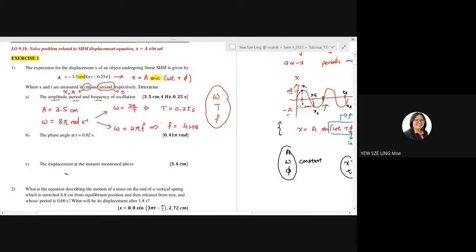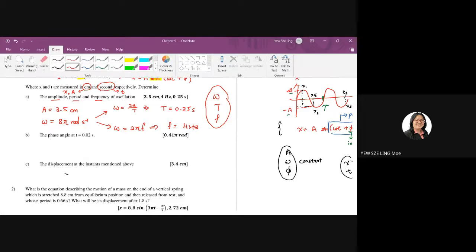So that is how you solve the question. You try to identify the information given first. How? By comparison. By comparison, you obtain A, you obtain omega, and you even have the initial phase angle. But since the question is not asking for the initial phase angle, just leave it. All right, now let's look at question 2.